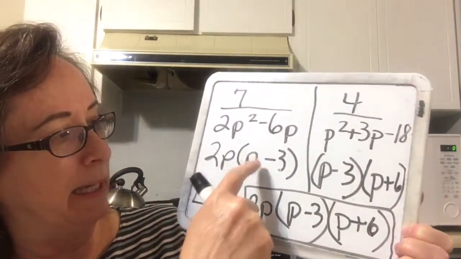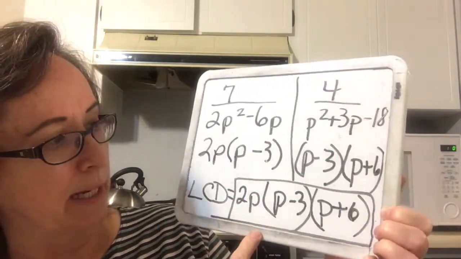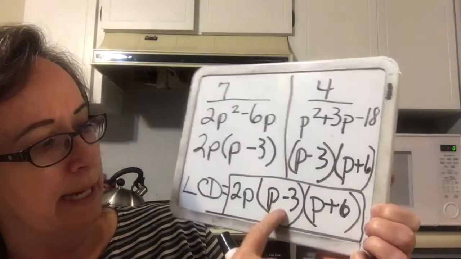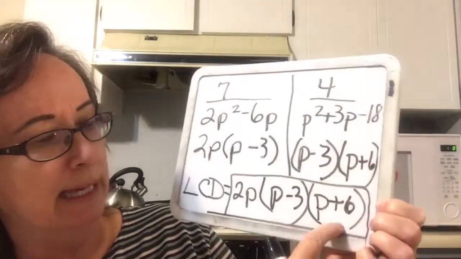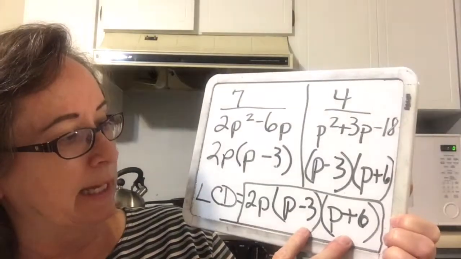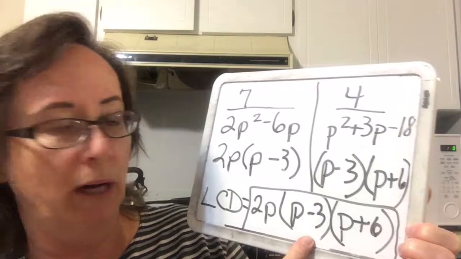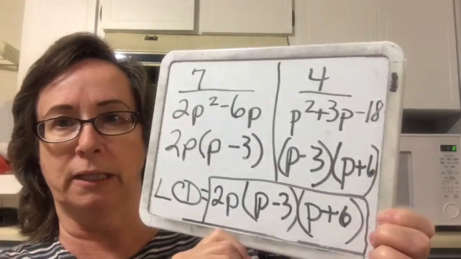I see a 2p, I see a p minus 3, so this denominator is represented. And then I look over here, yes, I have a p minus 3, yes, I have a p plus 6. This denominator is represented. It does not matter that they're sharing one of the terms. No big deal. Okay, so go on to the next one.